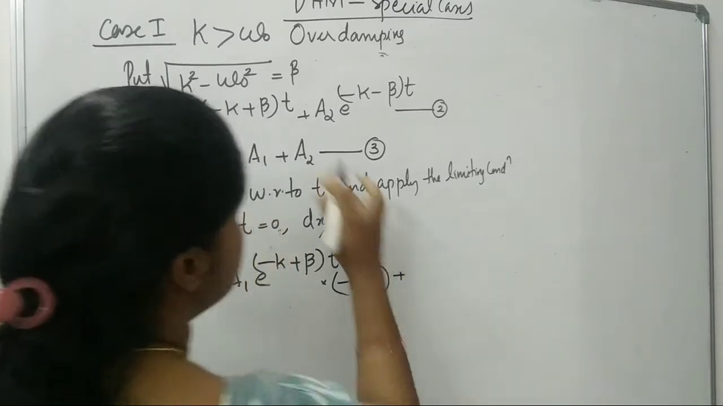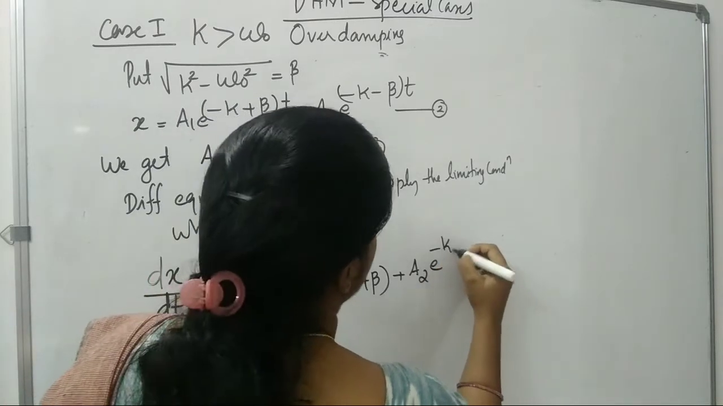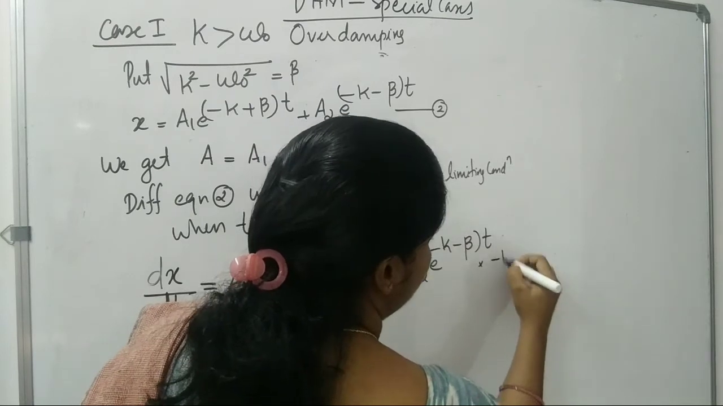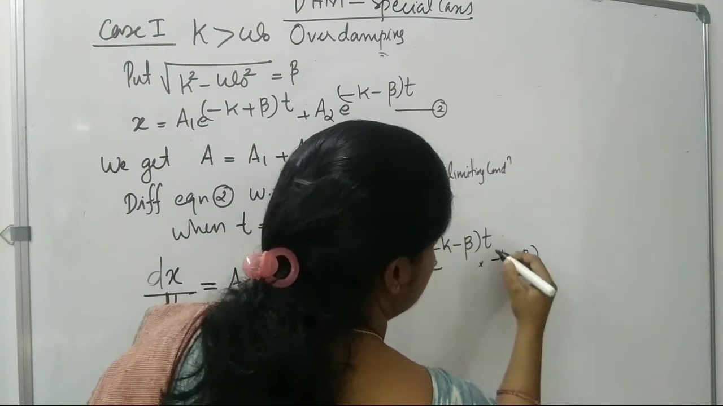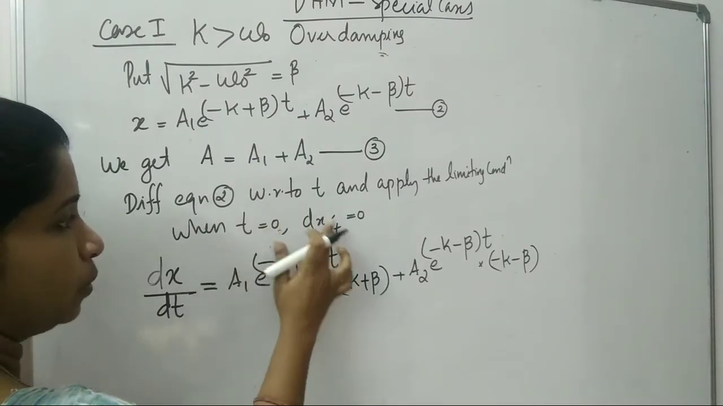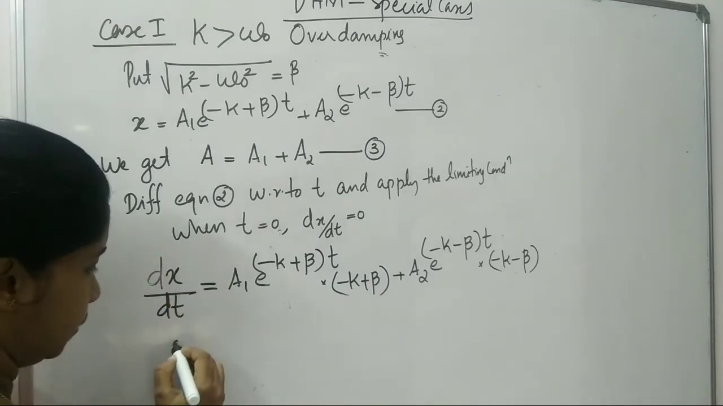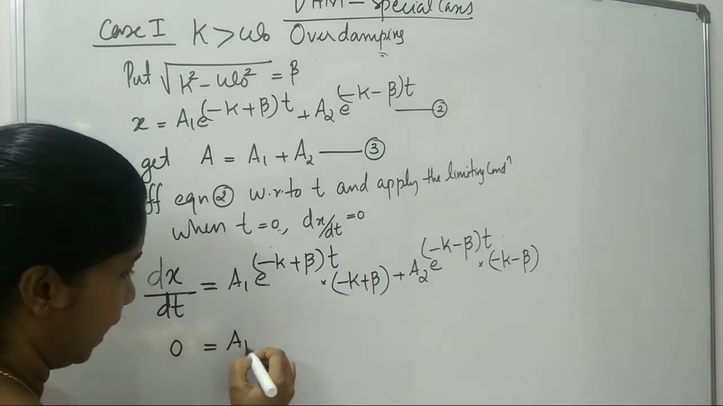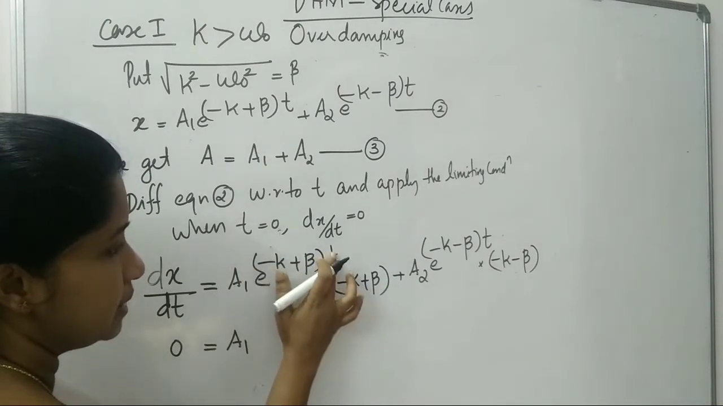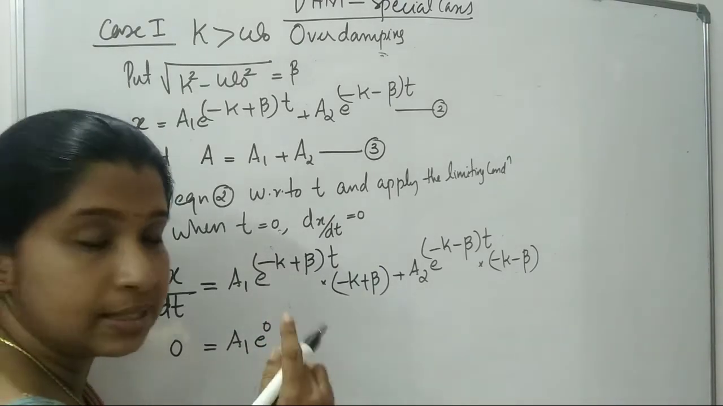Then the second term: a2 is the coefficient, e raised to minus k plus beta into t, into minus k minus beta. Then apply the condition. When t is equal to 0, dx by dt is equal to 0. That is, dx by dt equals 0 equals a1 e raised to minus k plus beta into t, where t is equal to 0. So e raised to 0. What's the value of e raised to 0? It is equal to 1.